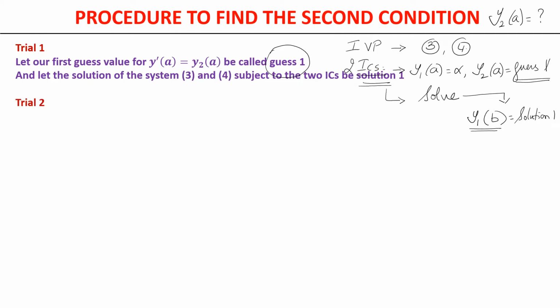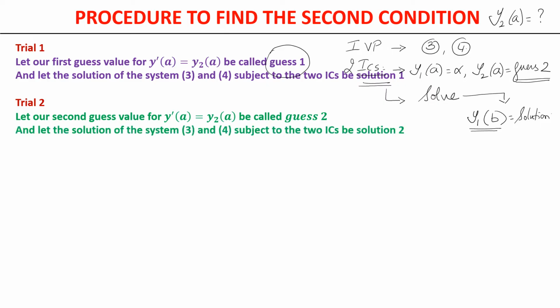In a similar manner, I take the second trial, the second guess. So here, instead of guess 1, what am I going to take up? I'll take another wild value, and let me assume that the second guess is taken for y2 of a, and I solve the problem because the IVP is complete, and let the solution for y1 of b be solution 2 rather than beta. So we are not sure whether it is beta. So what have we tried now? Beta is actually our target. The target is to get y1 of b to be beta.